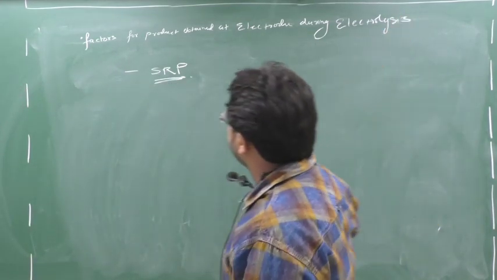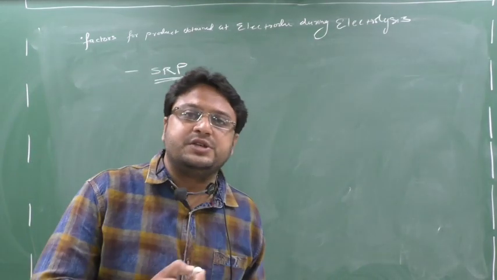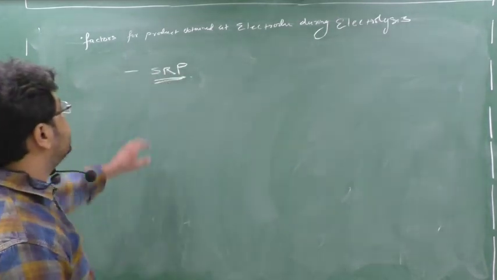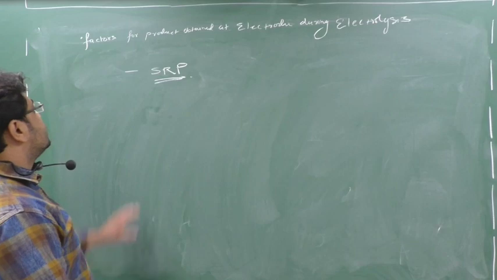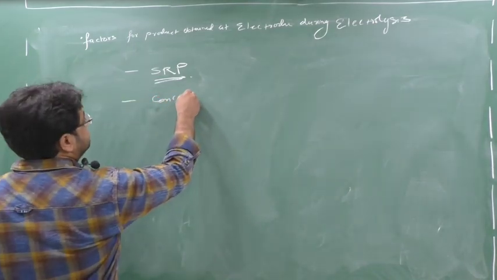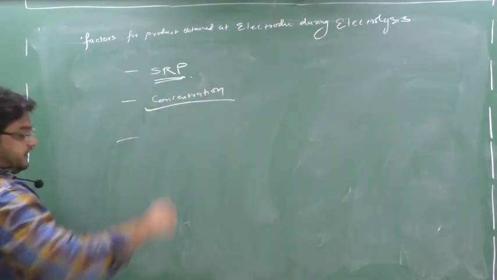So the first factor is what? SRP. On what basis are we deciding which product will come at anode and which product will come at cathode? We are deciding based on this SRP value. So the first factor is SRP value. The second factor is concentration. Yes or no? The second factor is concentration.